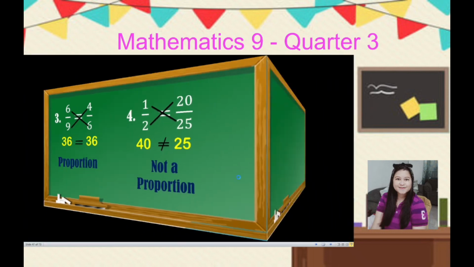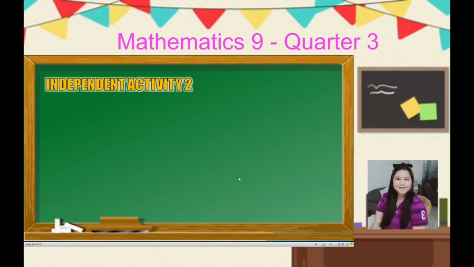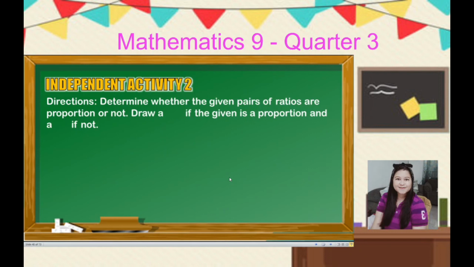So, ready na ba kayo para sa ating recitation? So, this one is part of independent activity 2. So, what is the direction? Determine whether the given pairs of ratio are proportion or not. Draw a heart if the given is a proportion and a star if it is not. So, I have here example number 1. 5:6 is equal to 10:12. So, getting the product of the means and the extremes. So, that will be, is it a heart or a star?